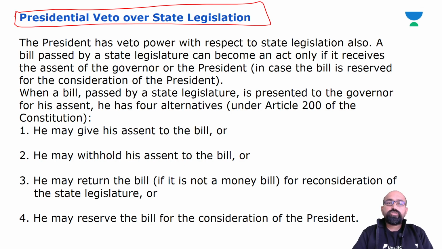Yes. So the president has the veto power with respect to state legislation, where a bill passed by the state legislature can become an act only if it receives the assent of the governor or the president, in case of a bill reserved for the consideration of the president. Now, a bill passed by the state legislature is presented to the governor for his assent and he has four alternative powers mentioned under Article 200. So, the governor may give his assent to a bill passed by the state legislature or he may withhold his assent to the bill. He may return the bill for consideration of the state legislature or he may reserve the bill for the consideration of the president.